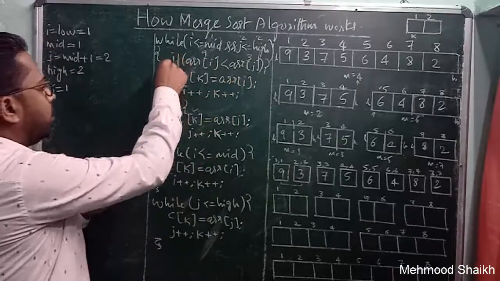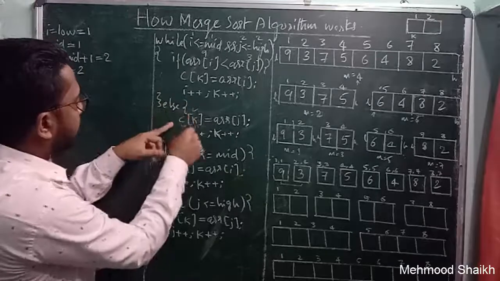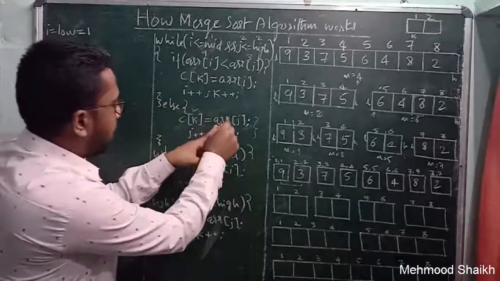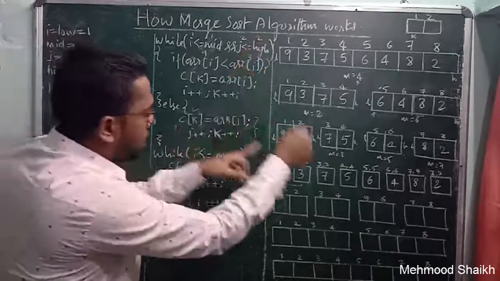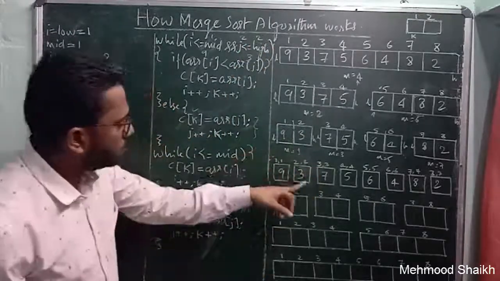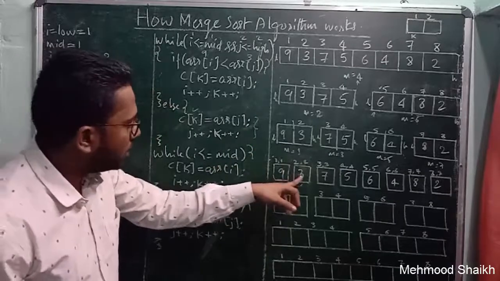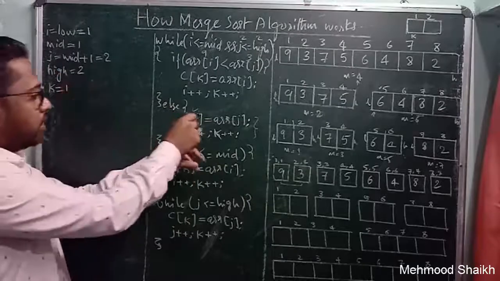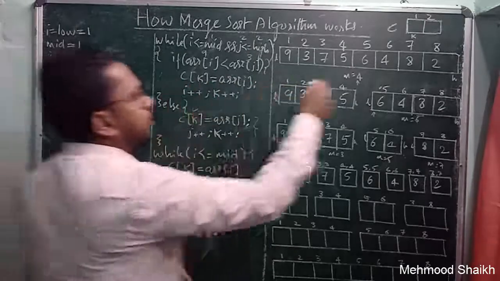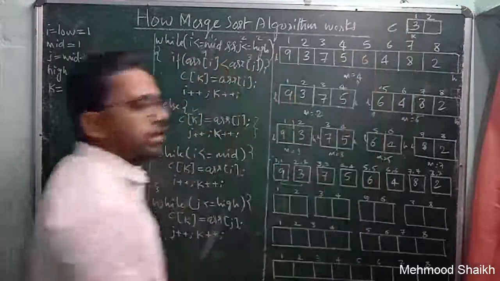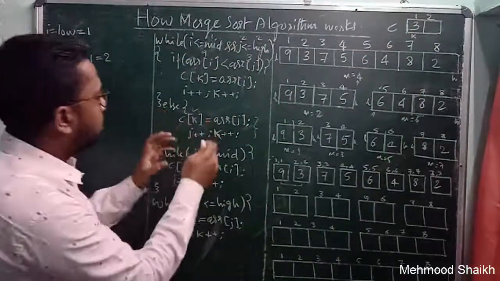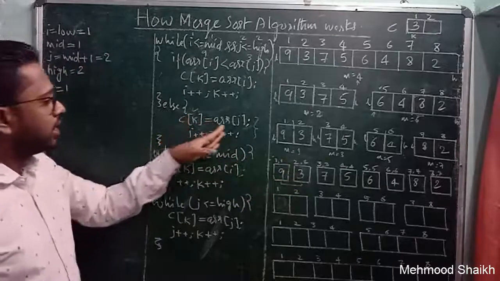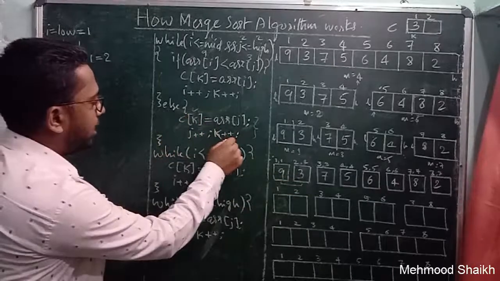So the control will come out of the if and go inside the else block, where we pass array of j. J is 2 and array of 2 is 3. So we pass this element 3 into k, where k is 1, the first index of this C array. Once we move this element 3 into the C array, we have to increment j and increment k.